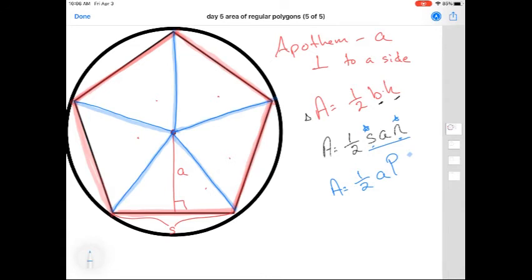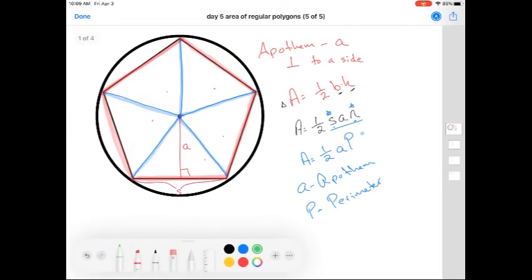And so we're going to define a little bit of things here. A, remember, that represents your apothem, and p here represents your perimeter. Now this only works if you have a regular polygon.